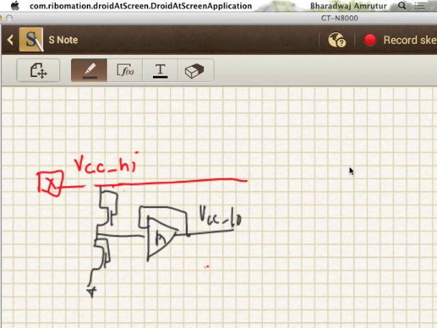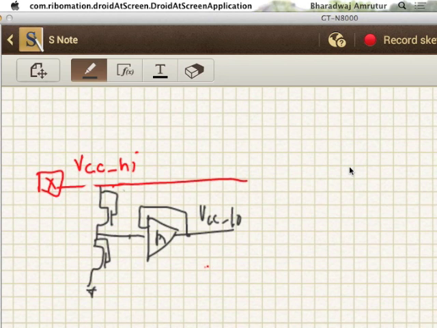Now, if you want very precisely controlled voltages out here, what voltage will we have? If you size both NMOS to be the same, this voltage will be somewhere in between. VCC low by 2, which might be okay. VCC low being VCC high by 2 is okay. But we want some voltage which is some 100 millivolts below VCC high. Then how will you do it?